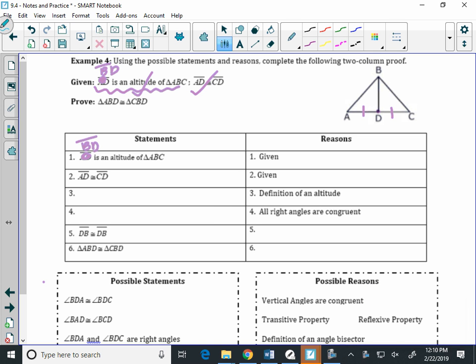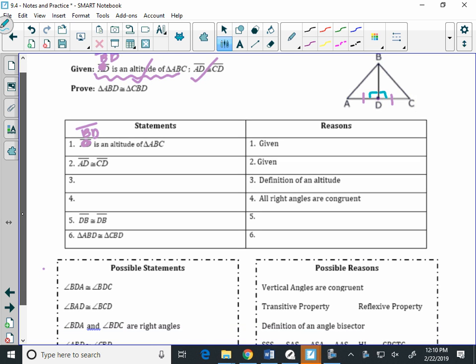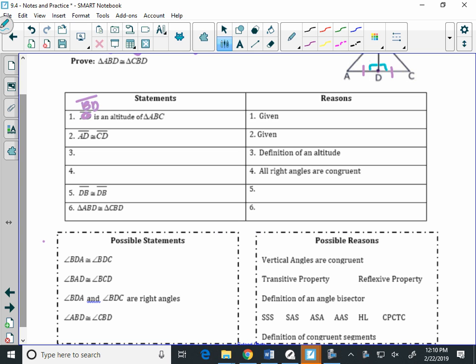This altitude BD is perpendicular to the side, which means it's creating right angles. So what reason do I put here? Which one of these reasons is talking about right angles? 1, 2, 3, or 4? 3. So that's going to be our reason for number 3. Our statement for number 3: angle BDA and angle BDC are right angles because we have an altitude, and altitudes make right angles.